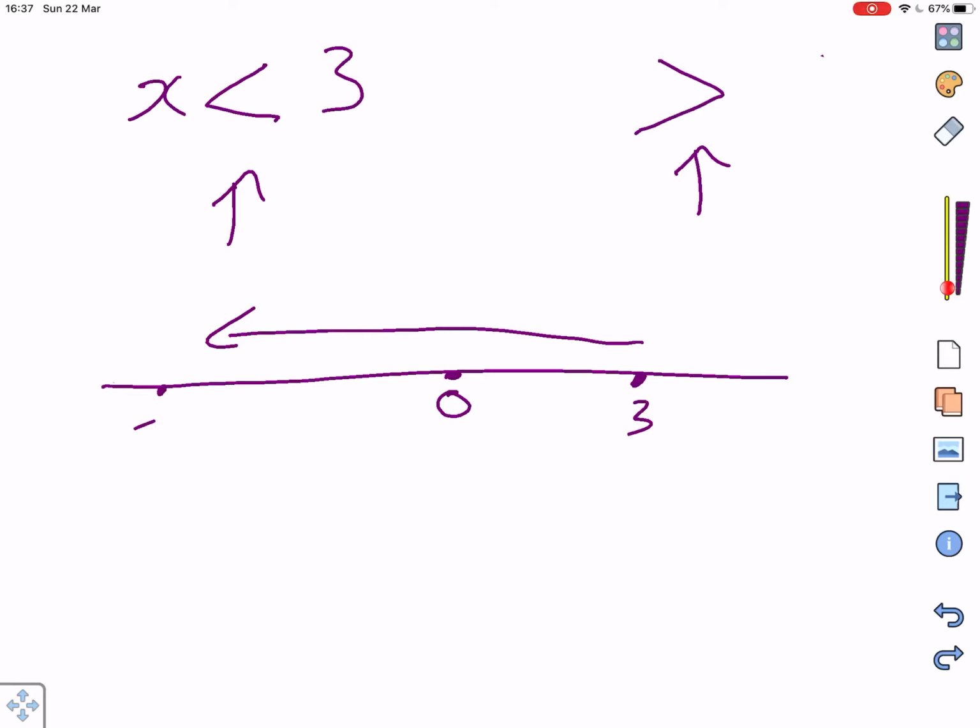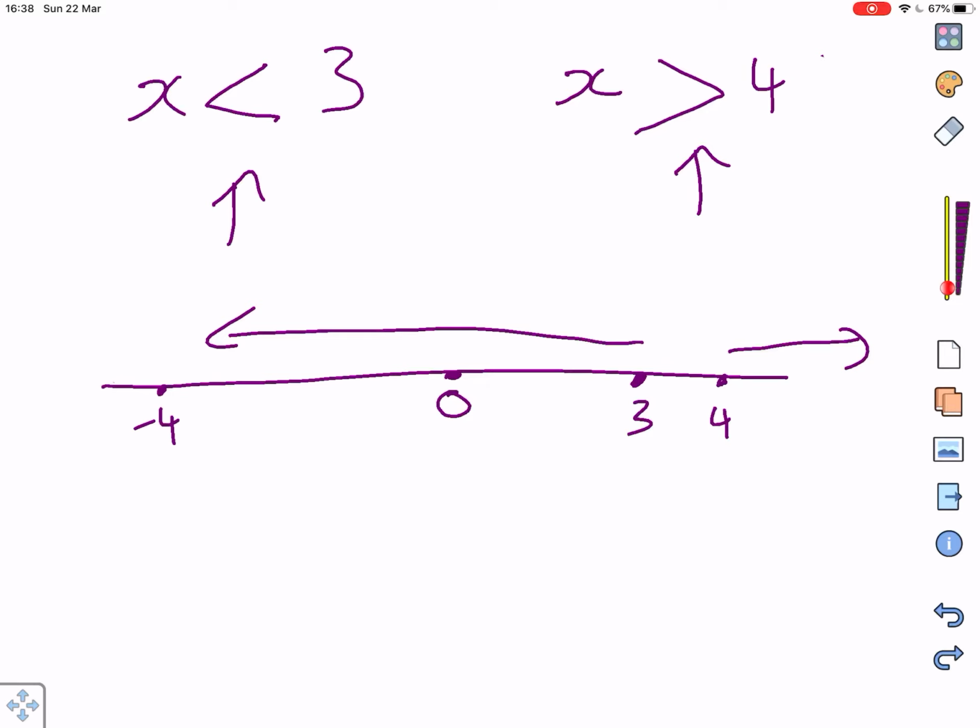So even if I had something like -4, even though the 4 looks as if it should be bigger than the 3, because it's -4, it's to the left of 3 on the number line, and therefore it's less than 3. If we look on the right hand side now, if I have x greater than 4, that means x can take on any number greater than 4, so to the right of it on the number line.